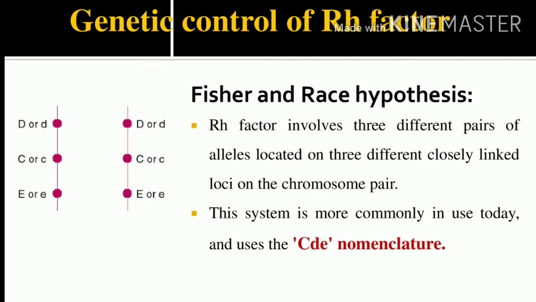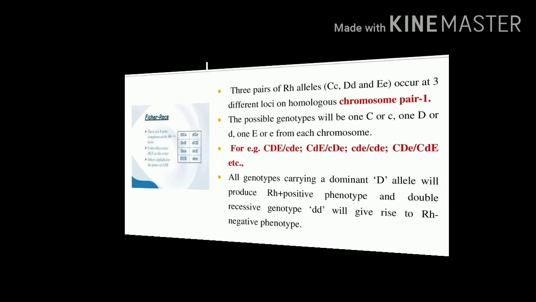So Fisher and Rhesus proposed three different pairs of alleles. What are they? C, D, E. All three are closely linked loci on the same chromosome pair. This is called the CDE nomenclature.